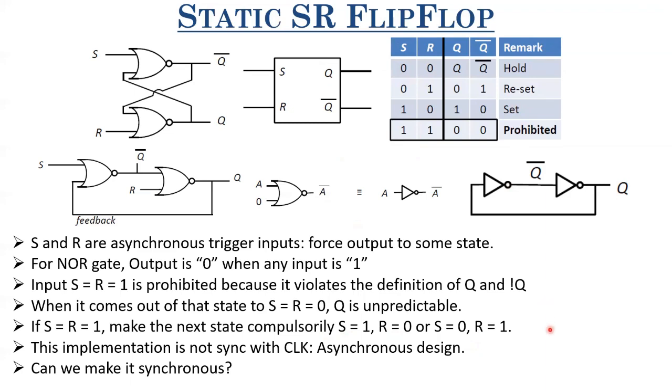But whatever is not fruitful for logic may become fruitful for some application. For instance, after doing this course, your senior Tejas came up with this idea that, since it is going to some unpredictable state after going from 1-1 to 0-0, why not make it a random number generator? Random number generators are basically used in hardware security applications, and they are a part of encryption systems and so on.